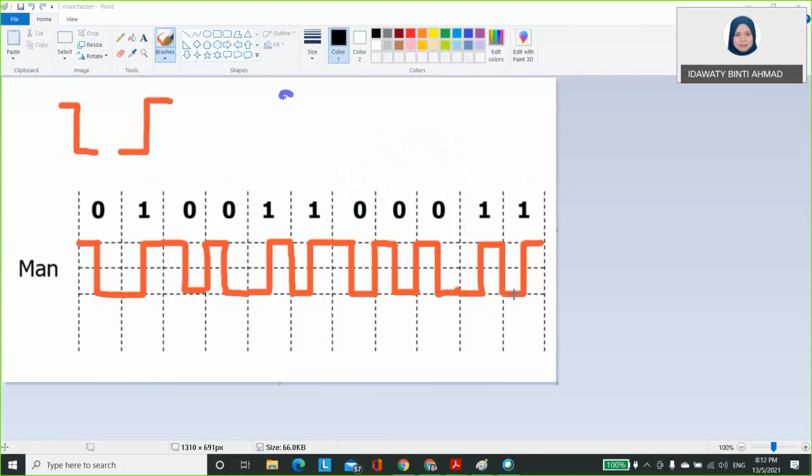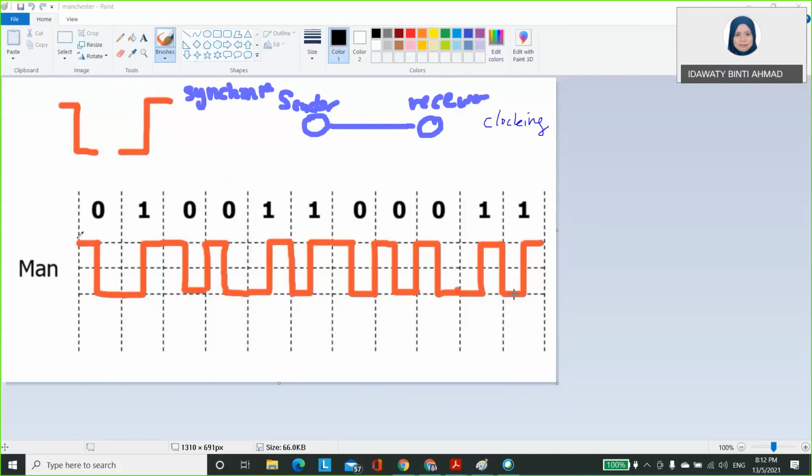Okay, the sender and the receiver. Here you have a sender and a receiver, and you have a physical medium here. The sender and receiver must synchronize. What it means by that is that both of them must have the same clocking. This is just a simple example of this clocking.